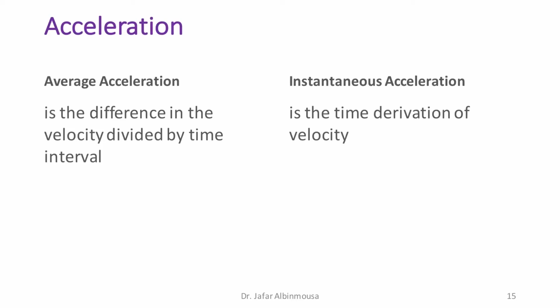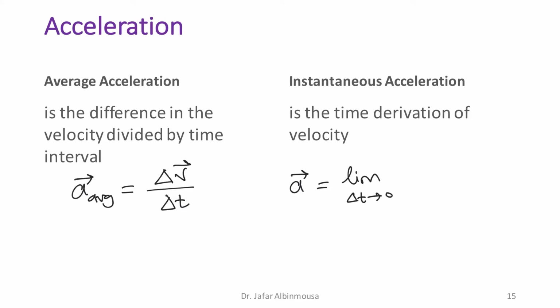Now, if we want again to define the average acceleration, then a average is defined as the difference in the velocity, delta v, divided by delta t. While if we want to know the instantaneous acceleration, then basically it is the limit when time goes to 0, delta t goes to 0, for delta v over delta t, which is going to give us dv over dt.